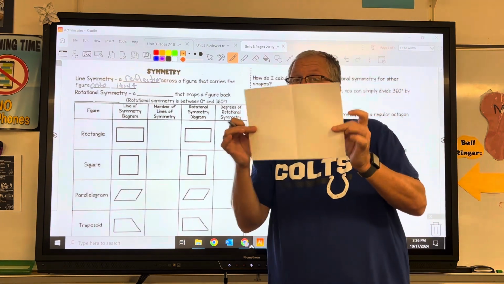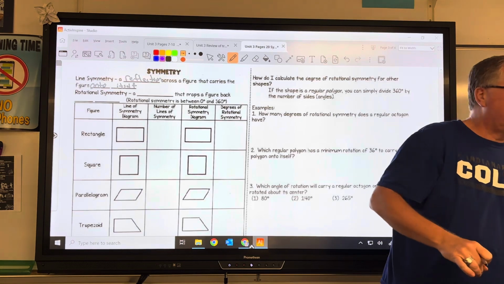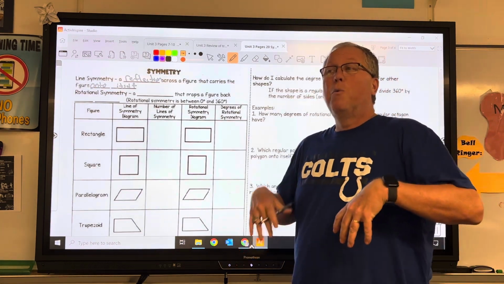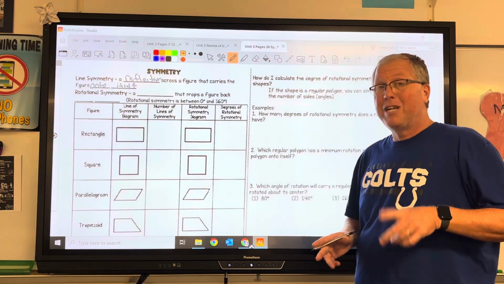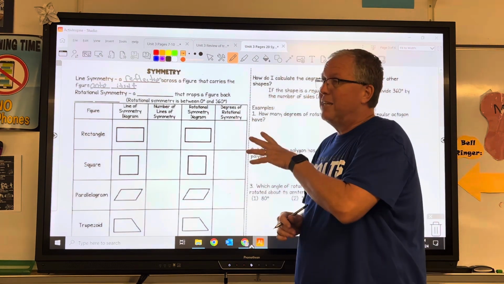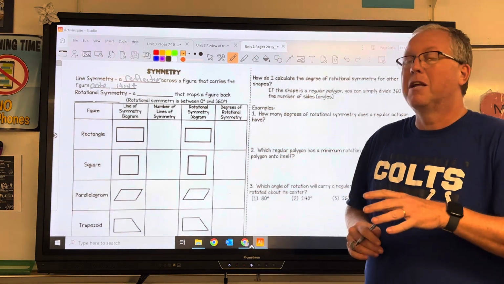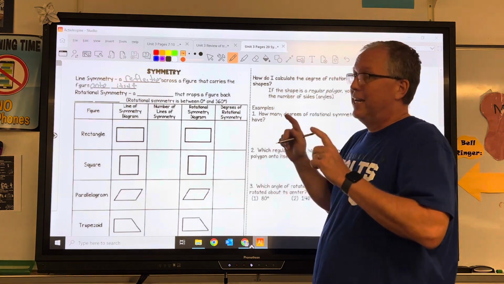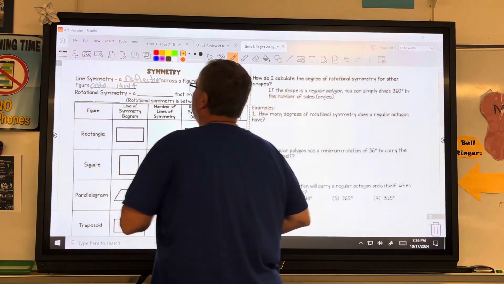But we don't always deal with just rectangles. We don't always deal with just shapes that look like that. So we're talking about different shapes, what their line symmetry is, and we're also going to talk about rotational symmetry, which is where you turn the object. Okay, so I'll come back to rotational symmetry in just a couple minutes. So I want to specifically talk about line symmetry. Now again, this is one that you've probably done a bunch.